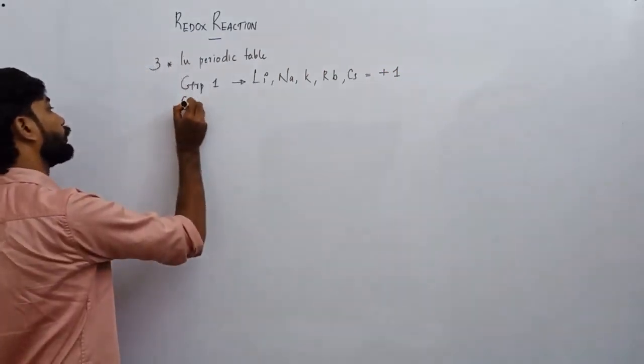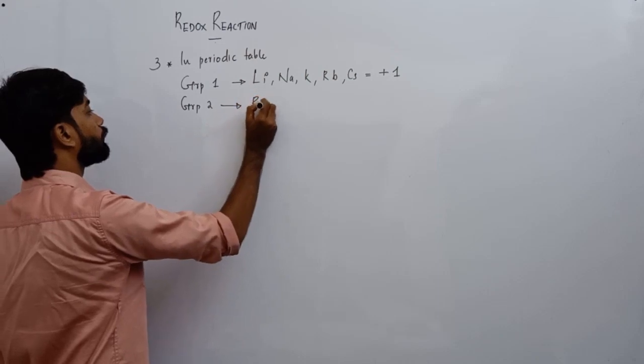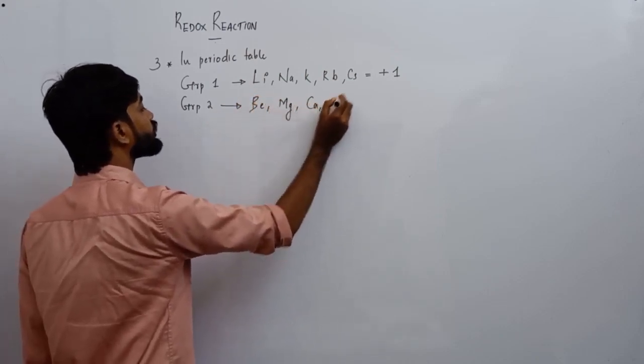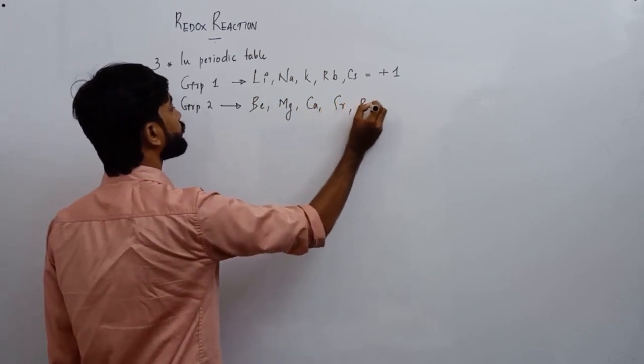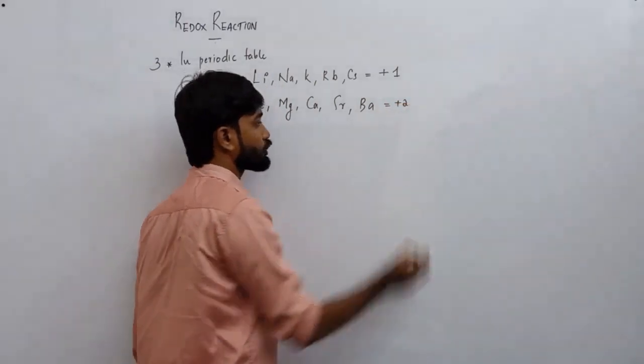What about group 2? The group 2 members are beryllium, magnesium, calcium, strontium, barium. And they all show +2 always.